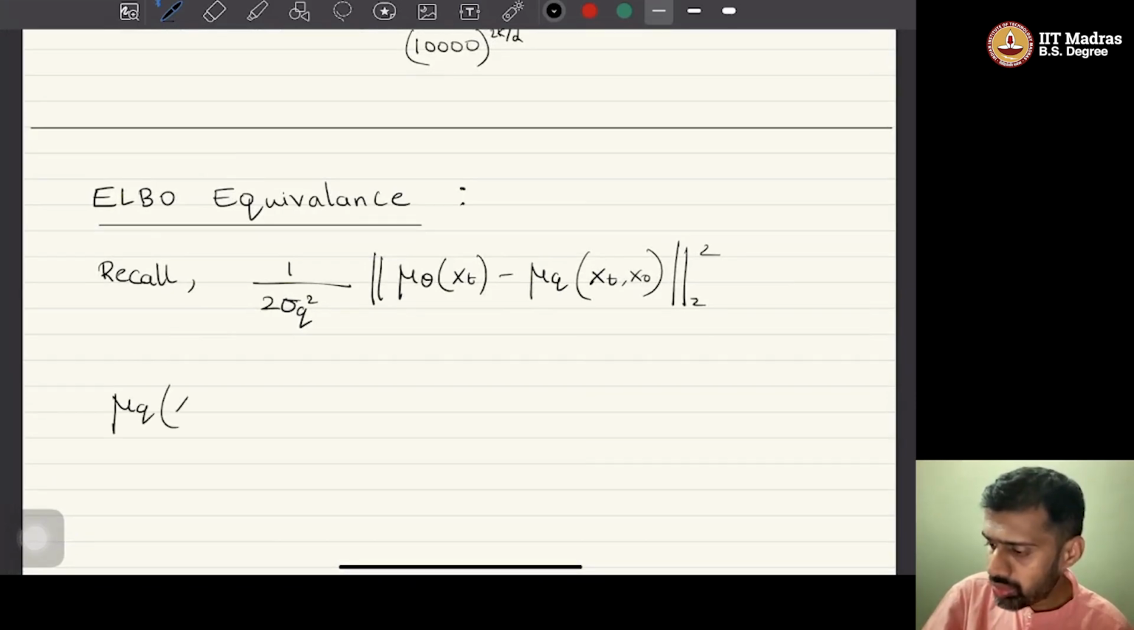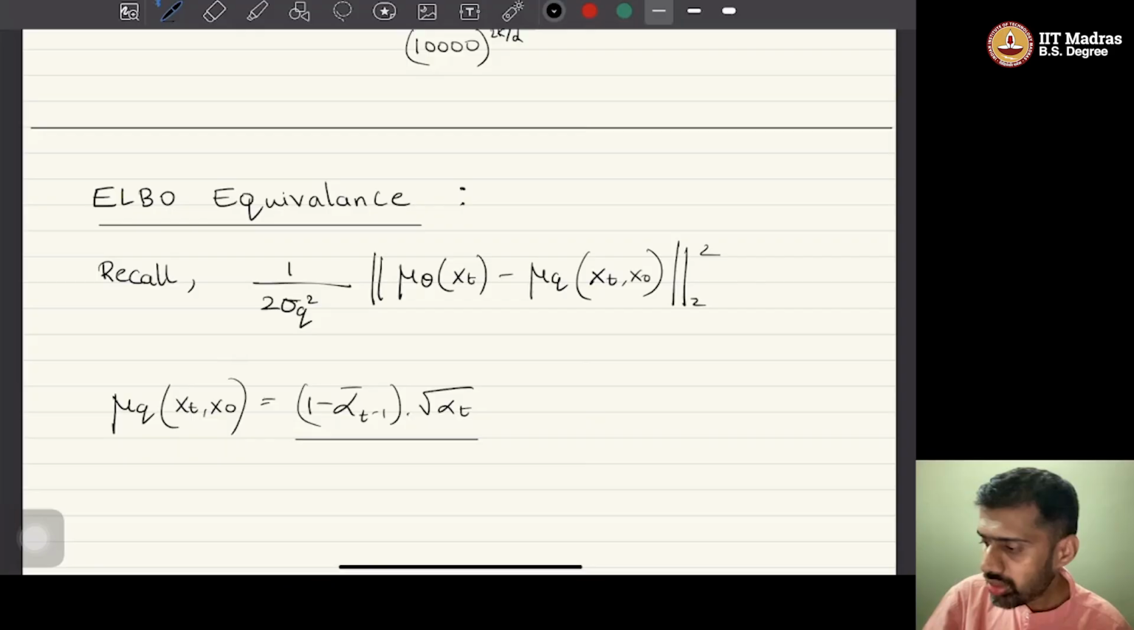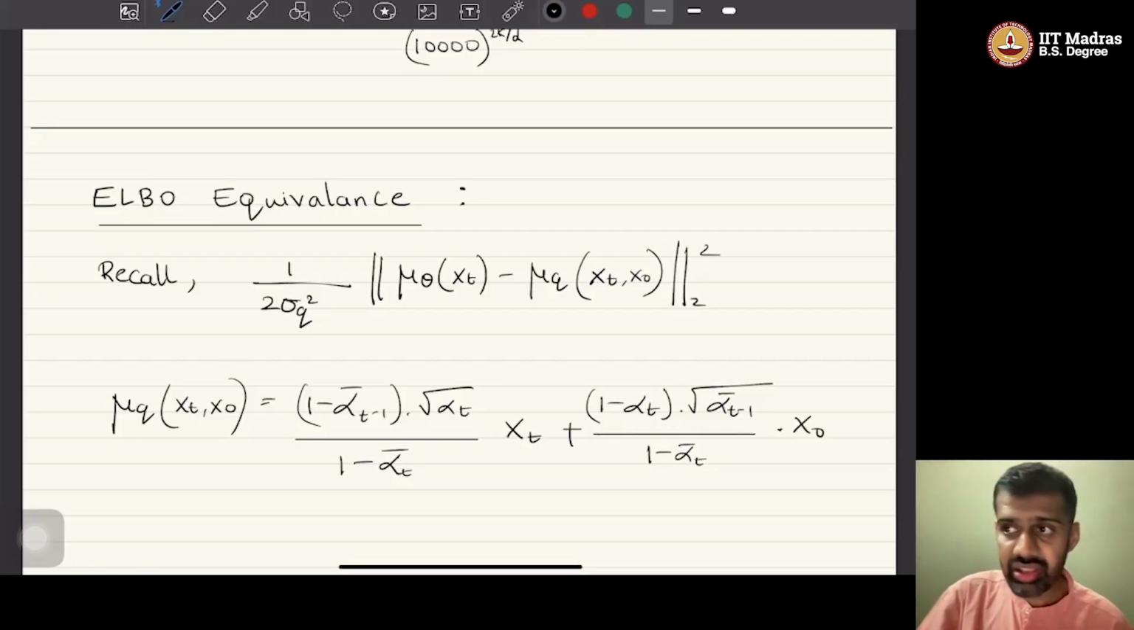We know that mu q of xt comma x naught is given by (1 minus alpha bar t minus 1) times root of alpha t divided by 1 minus alpha t bar, so this is the constant that gets multiplied with xt, plus (1 minus alpha t) into root of alpha t minus 1 bar divided by 1 minus alpha t bar, this times x naught. So mu q was a linear combination of xt and x naught, as we saw, right.